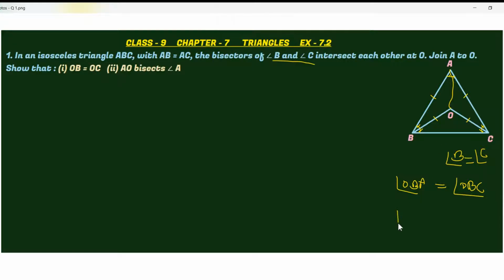And one more thing, angle ACO is equal to angle OCB because OC is the bisector of C. So, if these two angles are equal to each other, then we can say the sides opposite to the equal angles would be equal to each other according to the isosceles triangle. So, we are going to prove like this. Let's write the statement.